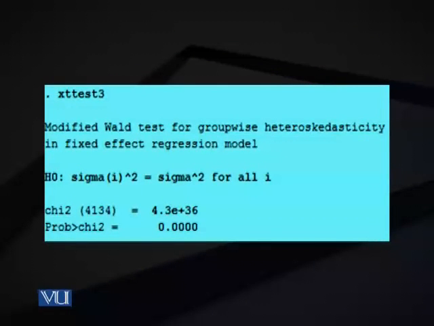When we wrote xttest3 in this case, you see that the results show the modified Wald test for group-wise heteroscedasticity in fixed effect regression model. So this is related to fixed effect regression model. So probability greater than chi-square is 0, which means we have to reject H0. Remember that here H0 was that there is no heteroscedasticity, or the errors are homoscedastic. So this time we reject H0 and conclude that heteroscedasticity exists.